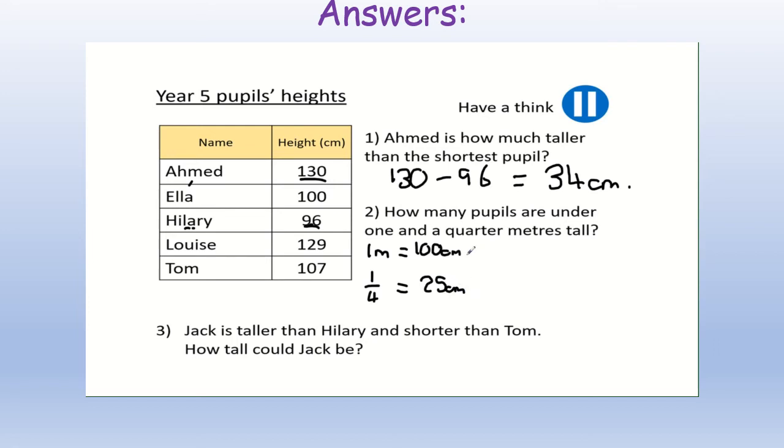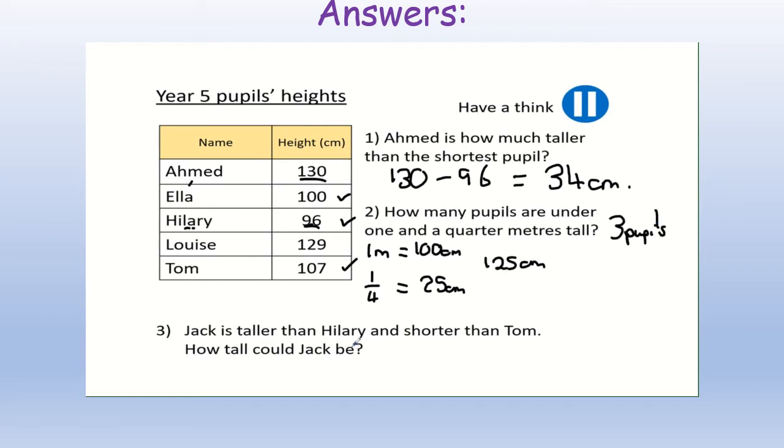So now we know we're looking for how many pupils are shorter than 125 centimetres. Well, it's not Ahmed, but it is Ella. It is Hilary. It's not Louise, but it is Tom. So how many is that? Well done, 3 pupils.